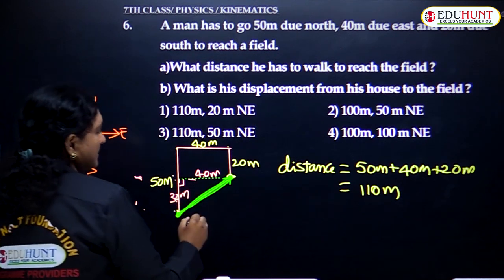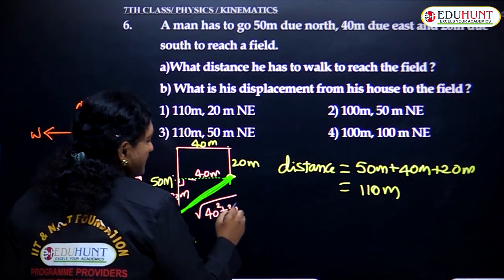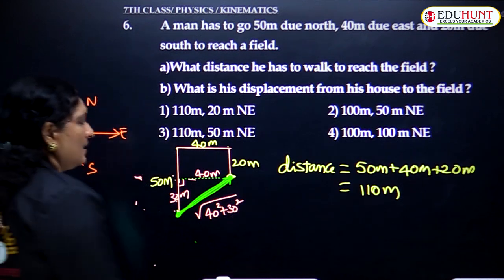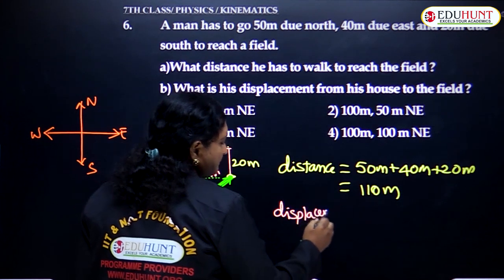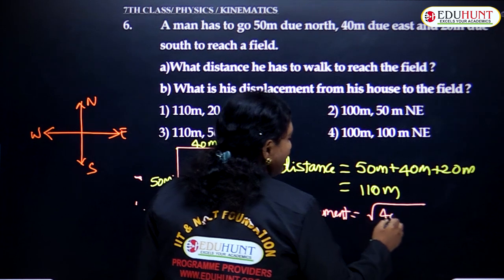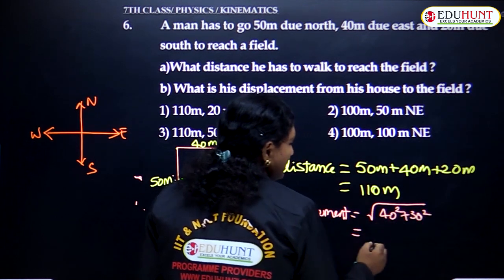Hence, in this right angle triangle, this length would be root over 40 square plus 30 square, which will give you the value of displacement. Hence, the value of displacement is root over 40 square plus 30 square. What is 40 square, children?